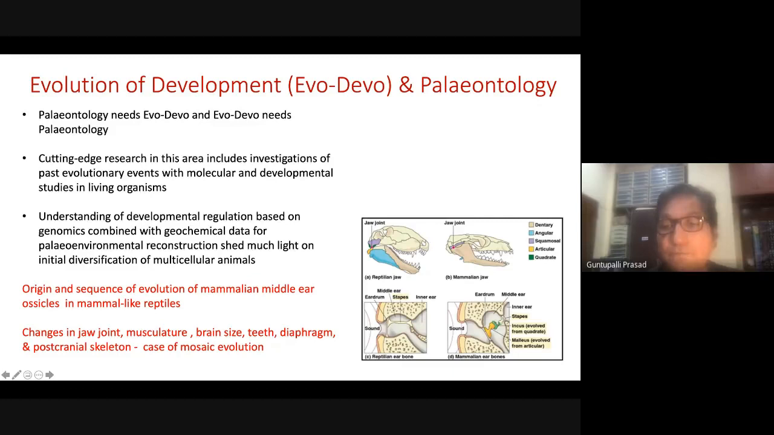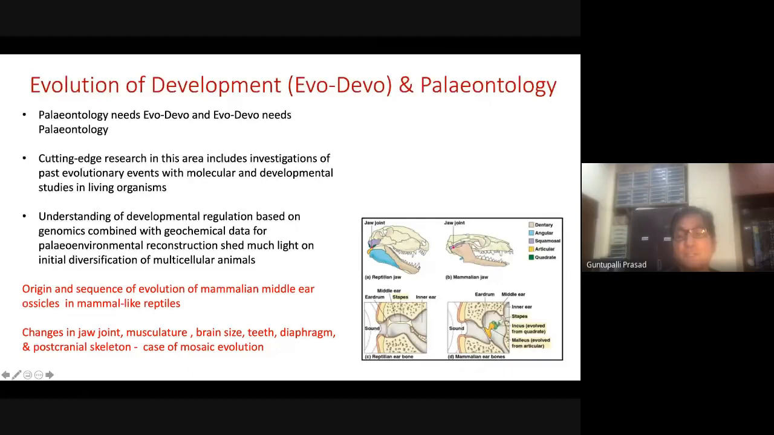This one, the articular, the yellow one here, and the green one, the quadrate. These are the two bones which are present in the jaw joint of a reptile. So you can see a number of bones in the jaw of a reptile. But when you look at the mammalian jaw, there are hardly any.